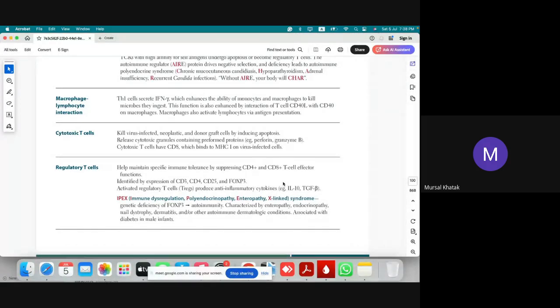MHC two. I'm just repeating the same story again and again, and you guys are saying it's one. It's not one. It's two. Antigen presenting cells, exogenous antigen, that's MHC two, right? I just told you that it's two.